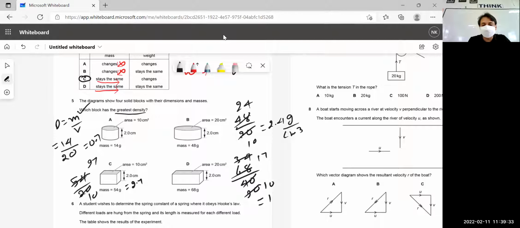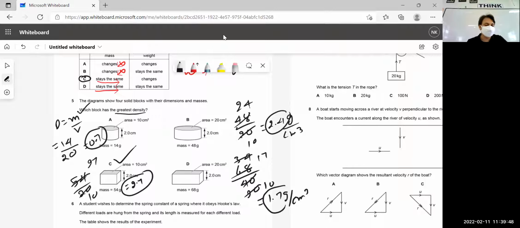So now you can compare which one is the highest value. Here it is 0.7, here it is 2.4, here it is 2.7, and here it is 1.7. So 2.7 is greater, and option C is the right answer for question number 5.